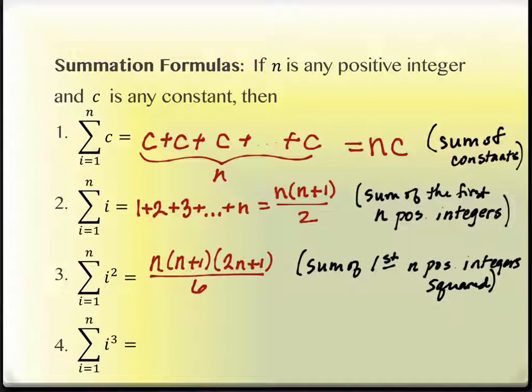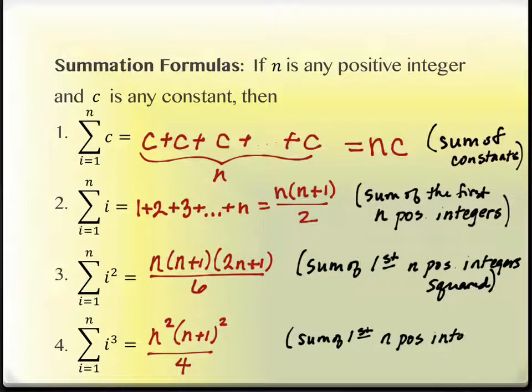And the third one is cubing them all, right? You're cubing them and adding them together. And when you do that, the shortcut is actually n squared times n plus 1 squared divided by 4. And a similar description is this is the sum of the first n positive integers cubed.